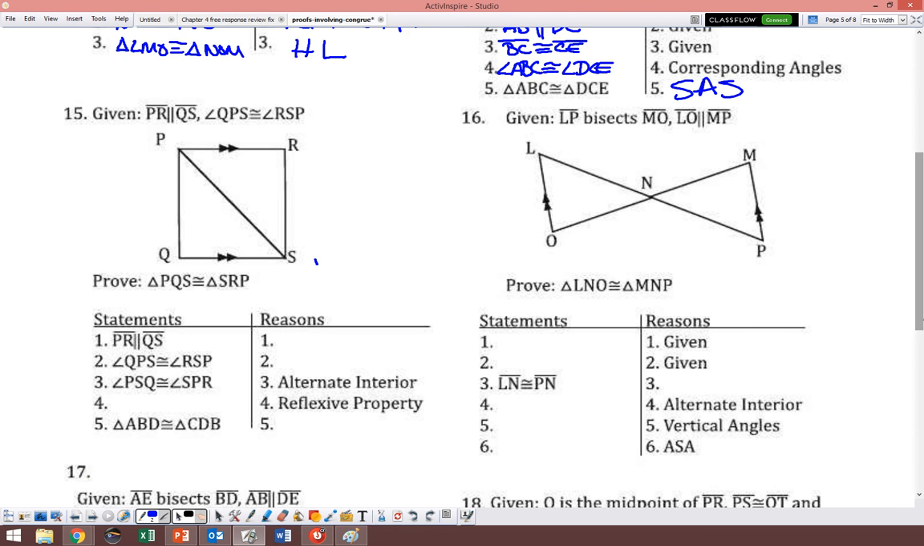Number 15. Okay. So 15. Reason 1, given. Reason 2. Very good.